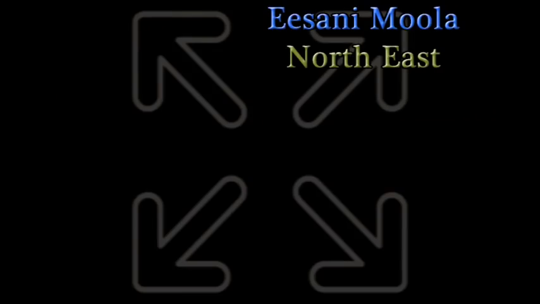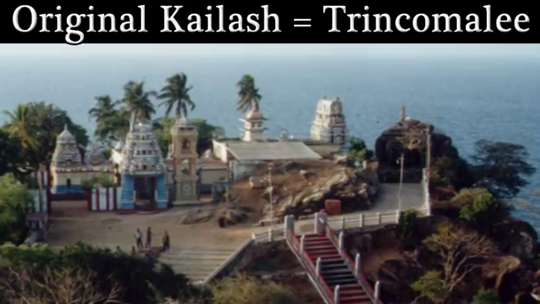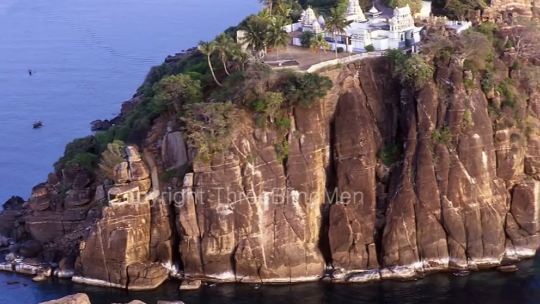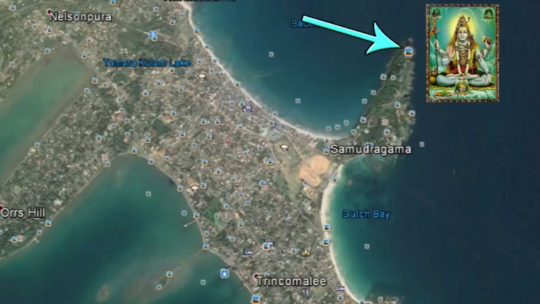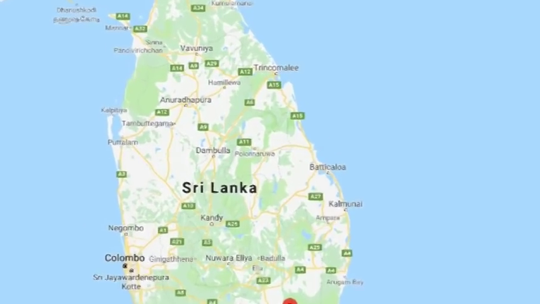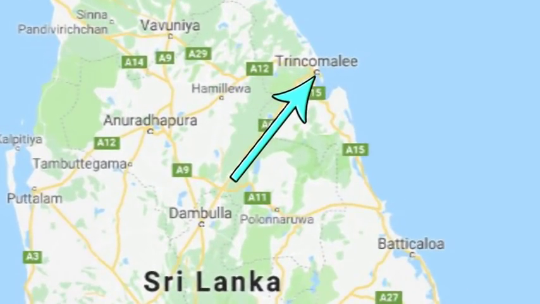We shall now consider the northeast direction. I had already published a video titled True Origin of the Illuminati Symbol. In that video, I had established that the original Kailash is Trinkomali, that is, Kailayam is Trikonamalai mountain of Lanka. Kailash is the primary abode of Shiva, the Eason. Obviously, the Shivan temple is located on the eastmost side of the mountain, as Shivan was considered the embodiment of sun. That mountain temple lies in the northeast direction of Lanka, and hence this direction was called Eason Moola.